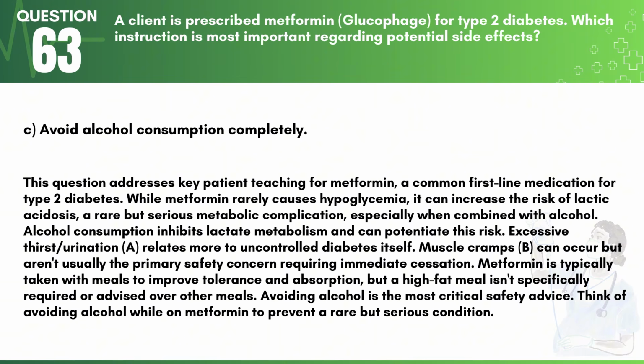Excessive thirst and urination, A, relates more to uncontrolled diabetes itself. Muscle cramps, B, can occur but aren't usually the primary safety concern requiring immediate cessation. Metformin is typically taken with meals to improve tolerance and absorption, but a high-fat meal isn't specifically required or advised over other meals. Avoiding alcohol is the most critical safety advice. Think of avoiding alcohol while on metformin to prevent a rare but serious condition.